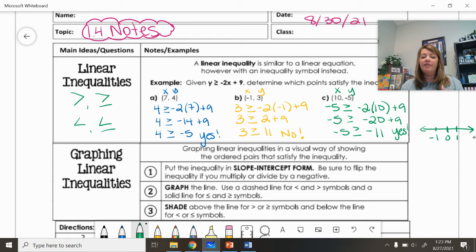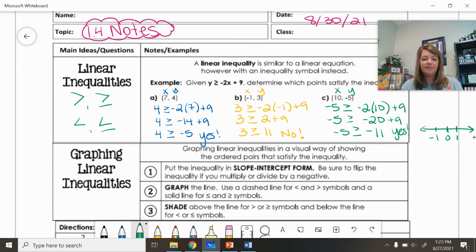So graphing linear inequalities is a visual way of showing the ordered pairs that satisfy the inequality. It shows all the solutions to that inequality, shows where all the answers are that work. Like this one worked and this one worked, but this one did not. So if I were to graph this, I would shade on the side of the line where 7, 4 and 10, negative 5 were included, but not where negative 1, negative 3 was.